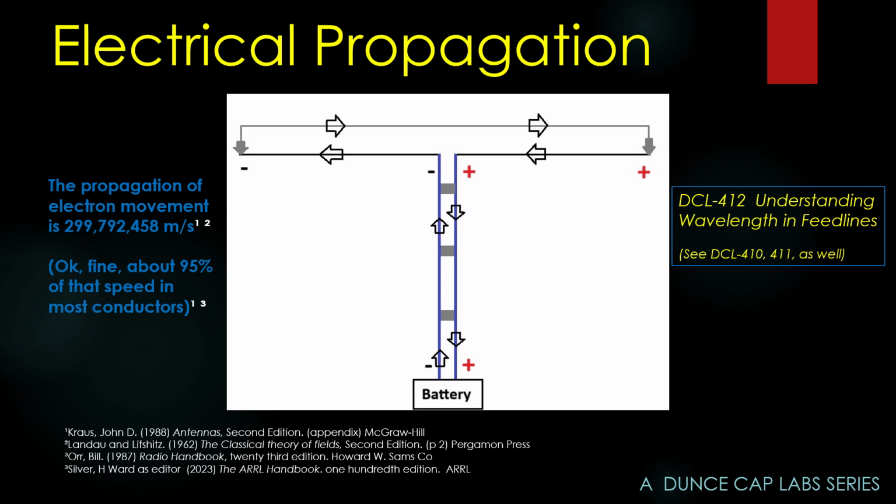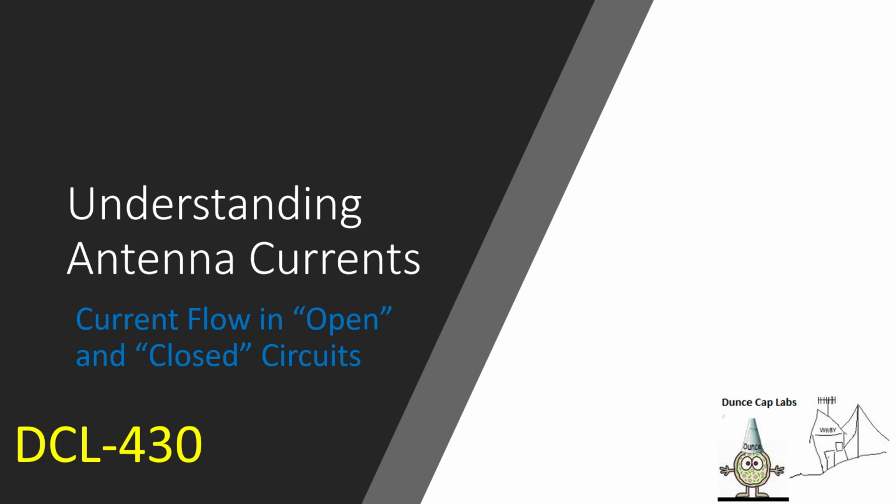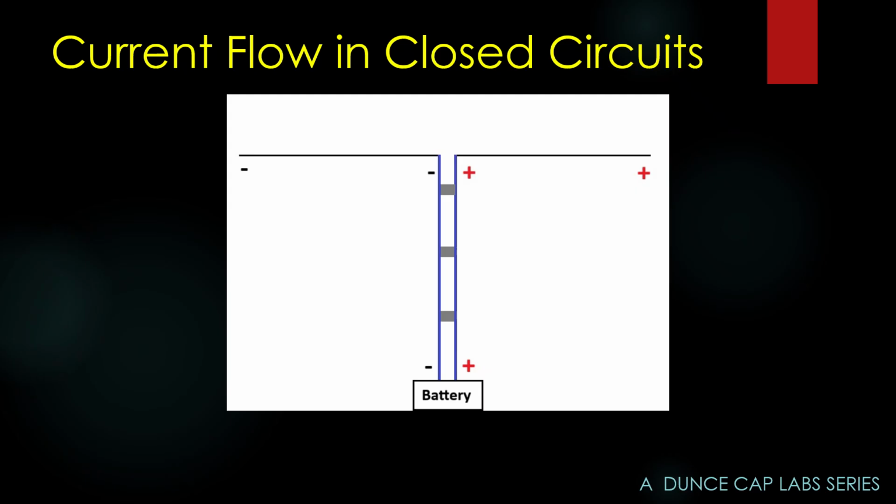In any event, the propagation of electron flow is also called charge propagation. That becomes really important in the next video, but anyway, I'll walk you through it. Let's talk about current flow in open and closed circuits. We've already established current can't flow in an open circuit, except, yes, it can. In the radio world, we do it all the time.